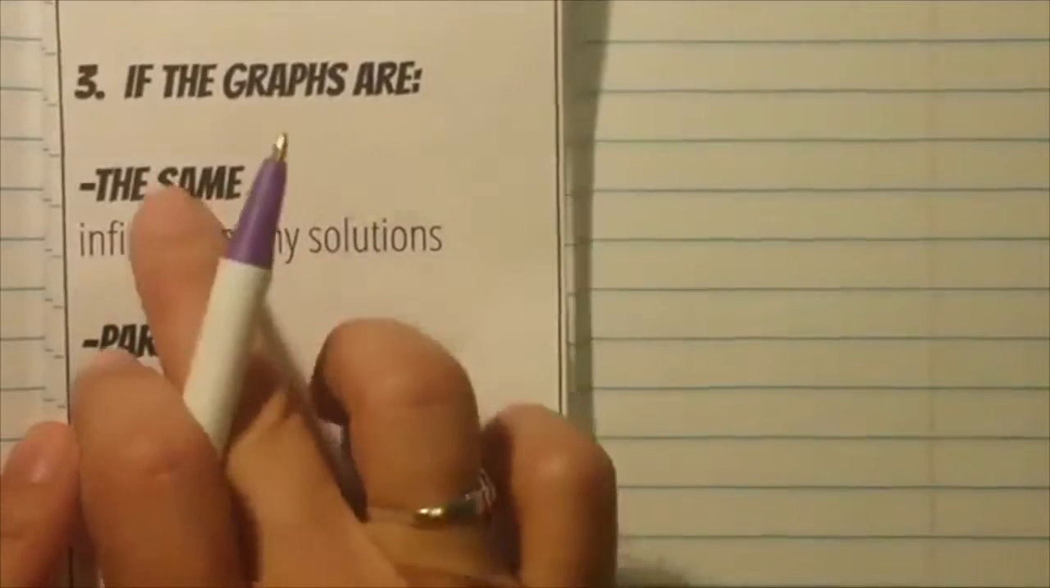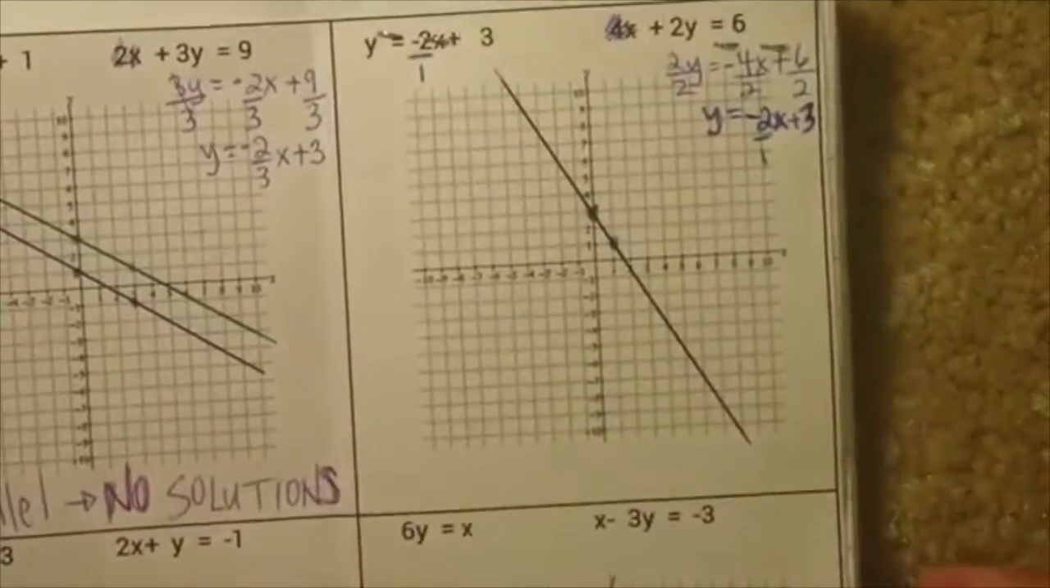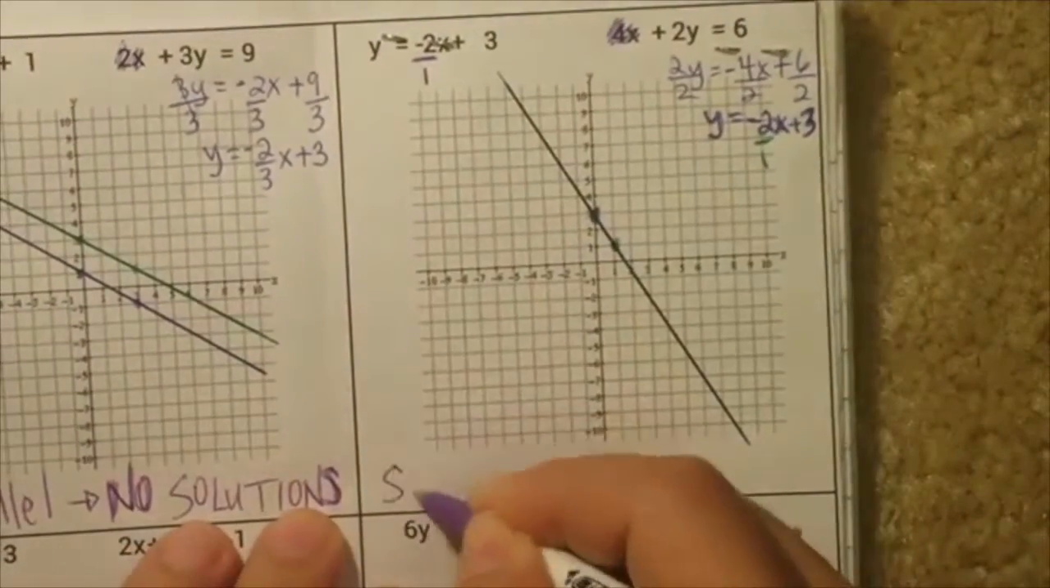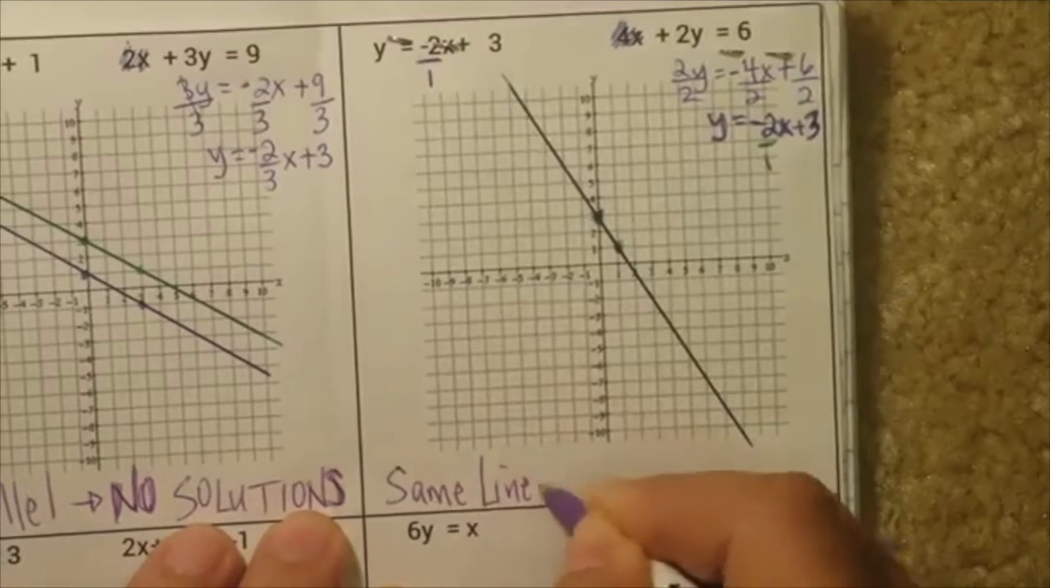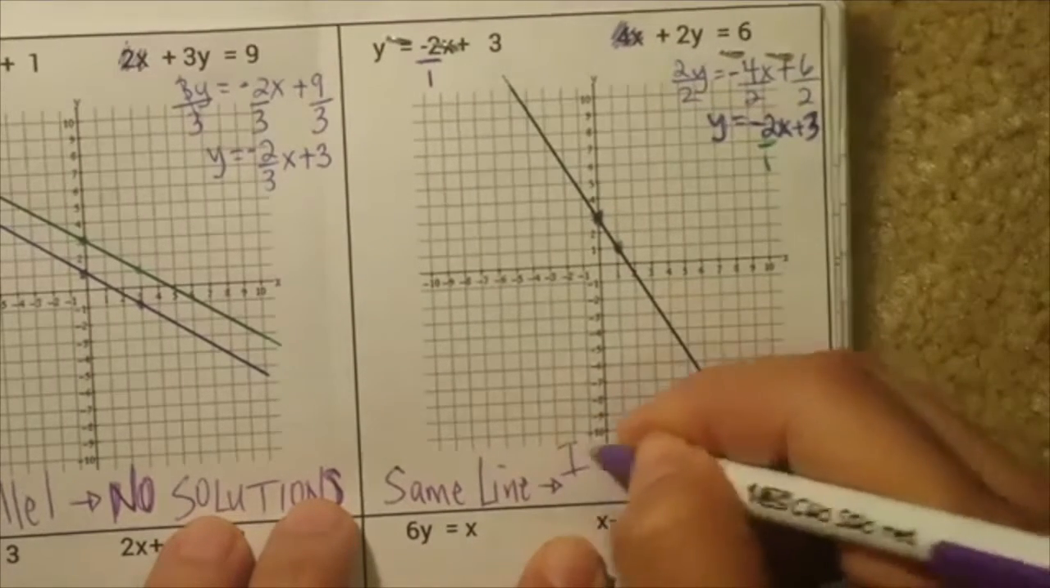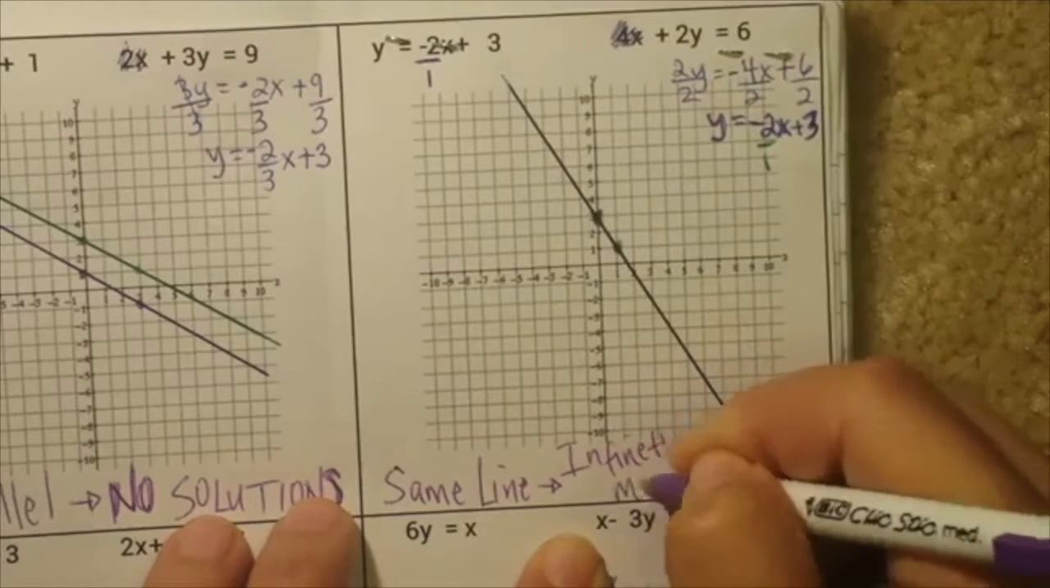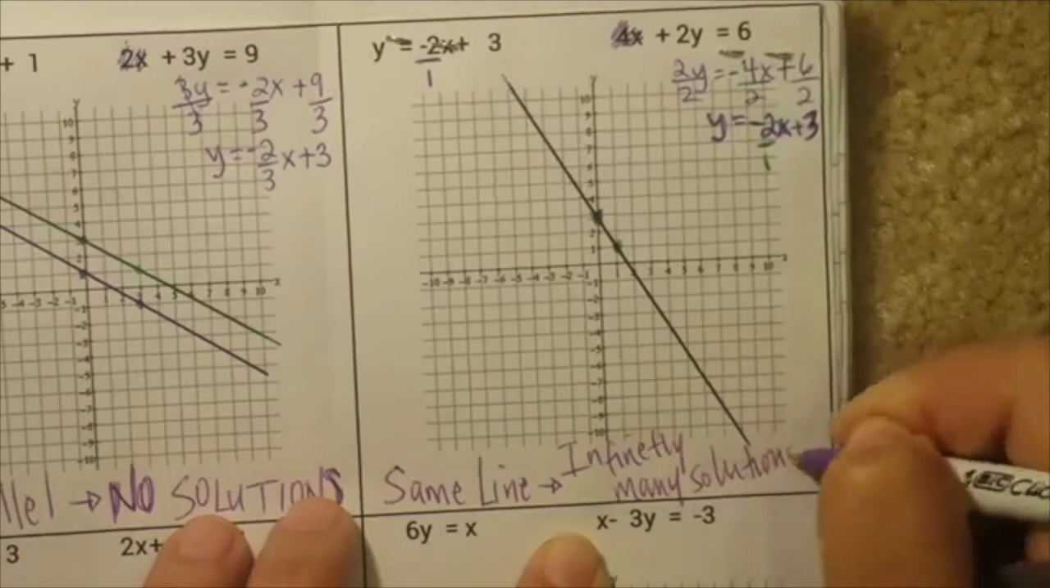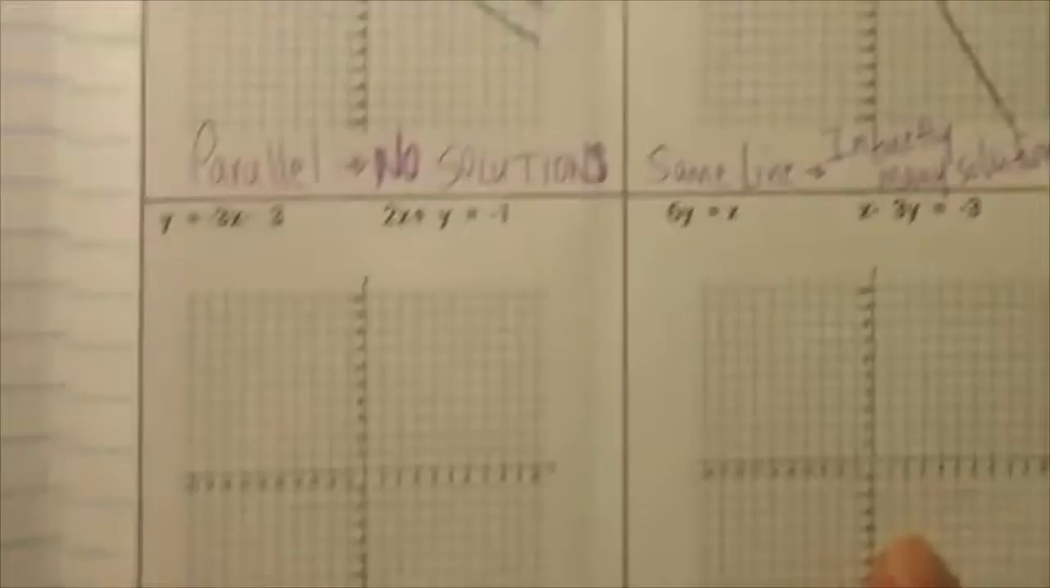So let's take a look at our notes. It's the exact same line. Oh look, the same. Infinitely many solutions. So if it's the exact same line, it has infinitely many solutions. Listening check. Go ahead and color in the y equals mx plus b, the two equations. That's y equals negative 2x plus 3, both of them.